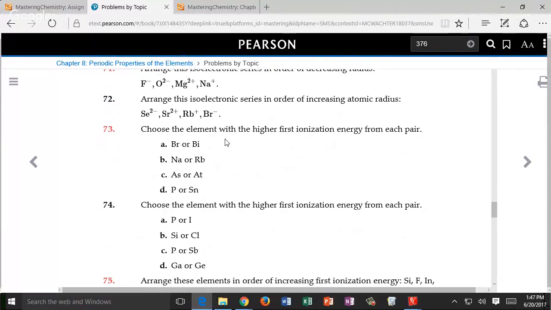Okay, let's look at 73. Choose the element with the higher first ionization energy from each pair. First of all, one of the tricky things about this chapter is just keeping the question straight. What does it mean to have a higher first ionization energy? Does that mean harder to lose an electron or easier to lose an electron? Harder. So make sure you get that in your head straight first. So which of those two, bromine or bismuth, is it going to be harder to lose an electron from? Which one's harder to lose an electron?